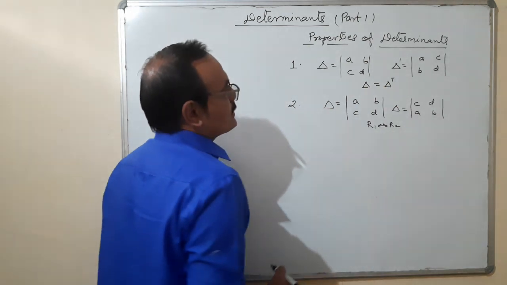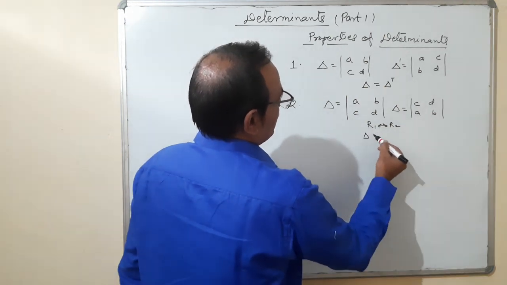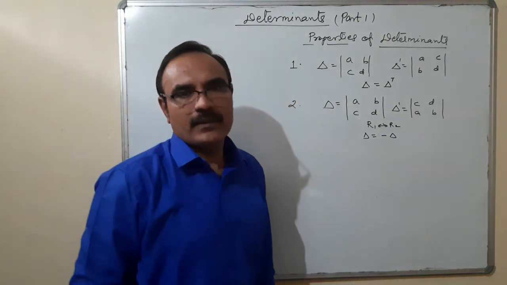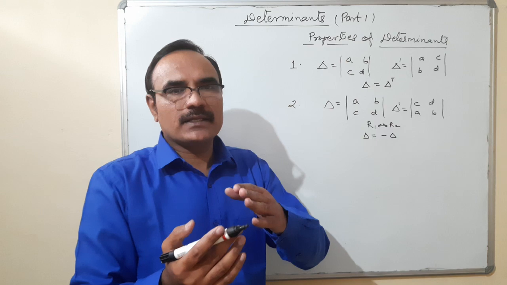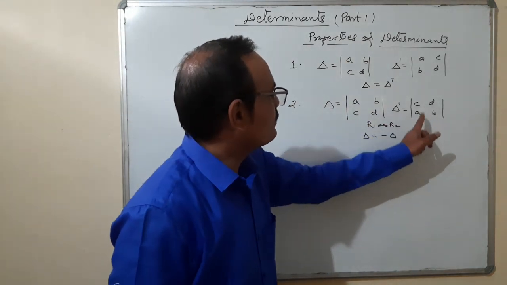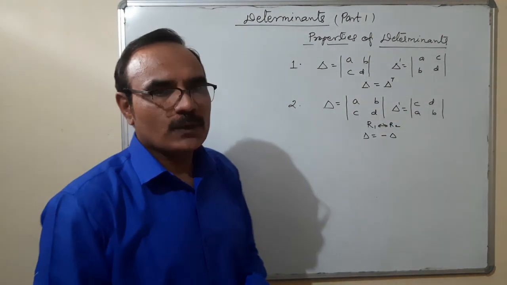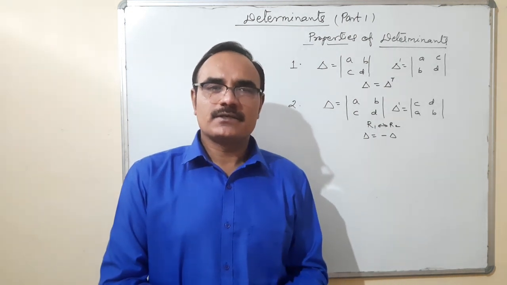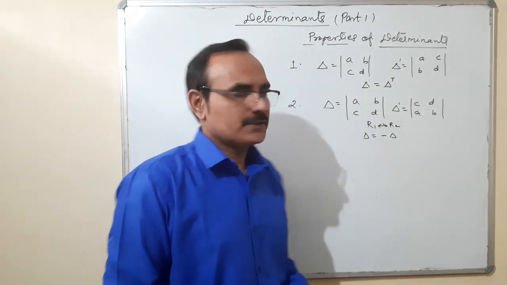Now here what is the condition? The condition is that a minus sign comes. That means minus. Got it? If any two rows or columns are exchanged, then the value is opposite. See, this is AD minus BC. It is BC minus AD. If you take the minus sign common, AD minus BC. So what is the second property? If any two consecutive rows or columns are interchanged, then the value of the determinant is negative, or opposite in sign.